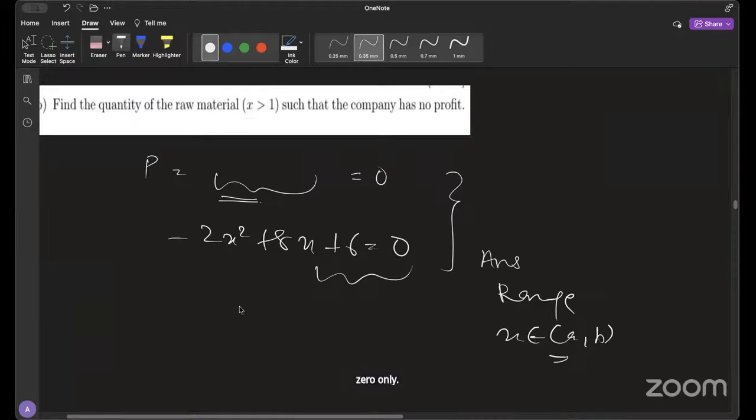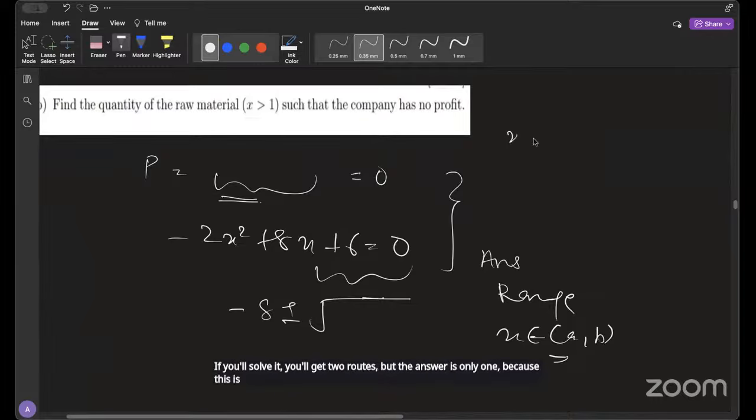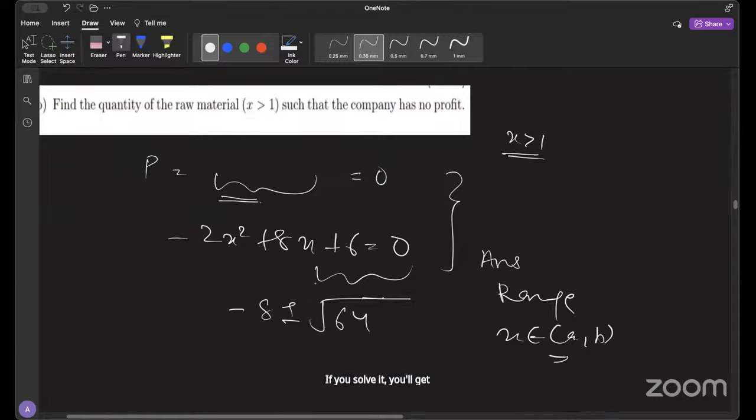So you'll get -8 plus minus. If you solve it, you'll get 2 roots, but the answer is only 1 because this constraint is given to you. X should be greater than 1. If you solve it, you'll get 64 minus 6, 2, and 12 and 24. Sorry, 12 and 48.